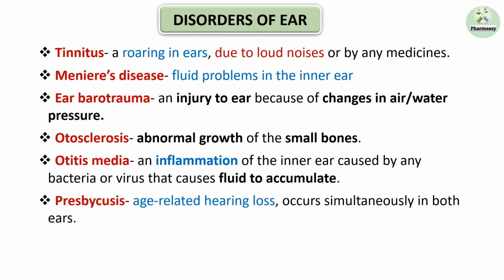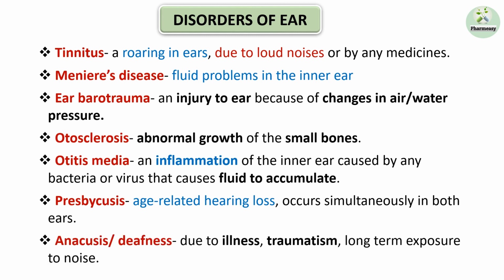Presbycusis. It is an age-related hearing loss and occurs simultaneously in both ears. Anacusis, also known as deafness. It is caused due to illness, trauma, or long-term exposure to noise.